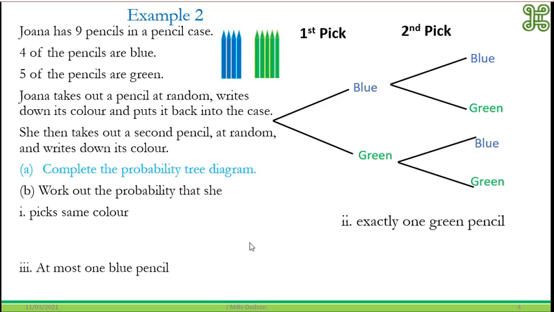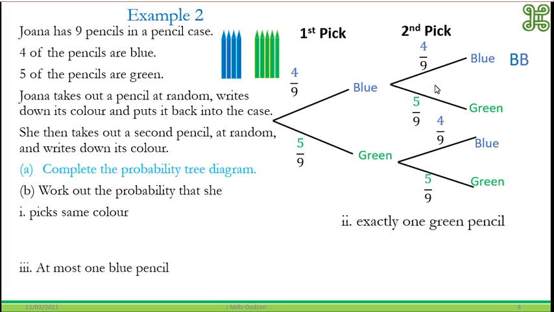Pause it and read the question. So because we replace after each pick, the outcome will be the same every single time. The first and the second pick will have the same probability because we replace the color that we picked earlier on. So to pick a blue, it's only 4 chances out of 9. A green is 5/9. The same thing, you repeat because the outcome is the same.